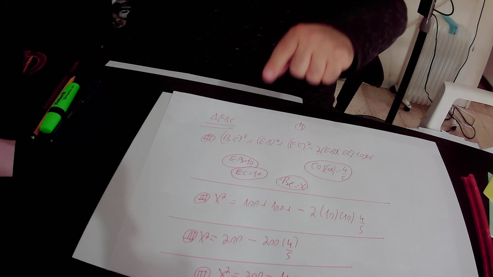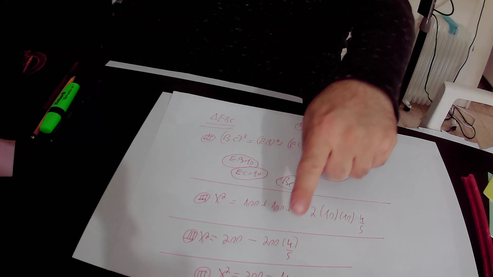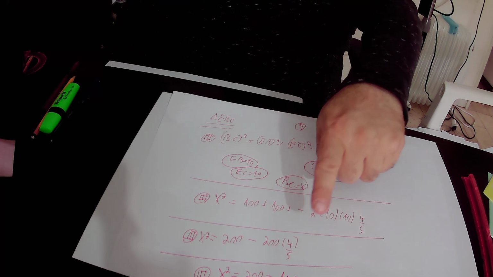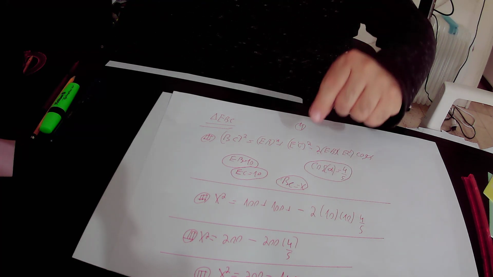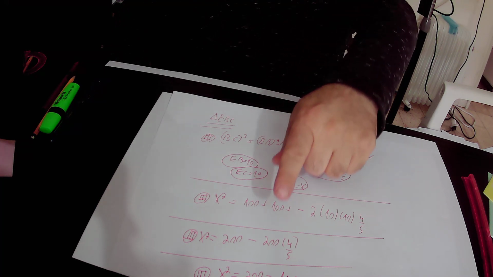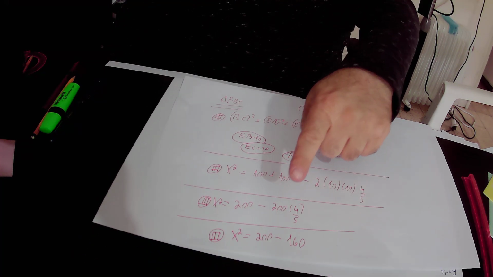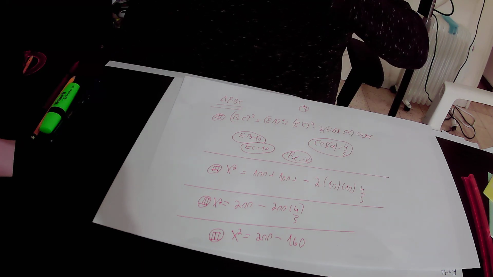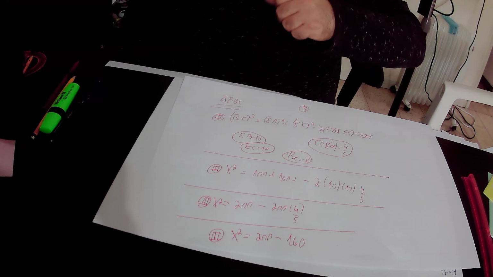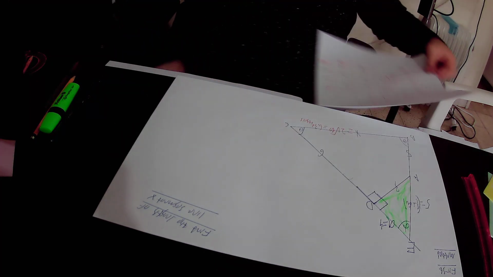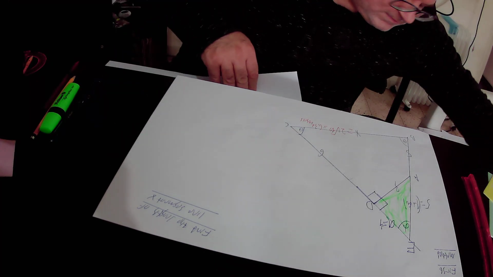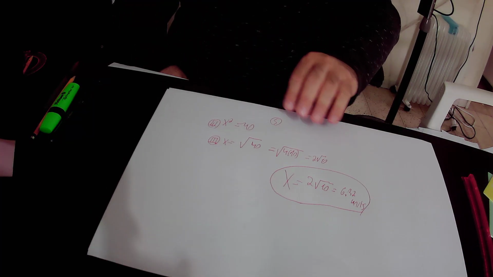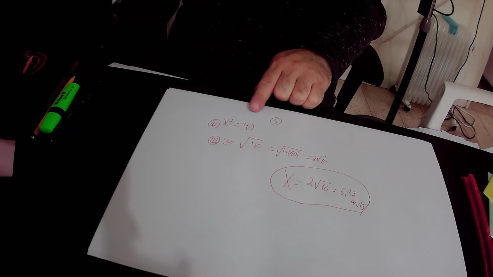So in conclusion, 200 over 5 is 40, and 40 times 4 is 160. So according to equation number 3, x squared equals 200 minus 160. 200 minus 160 is 40. So x squared equals 40.